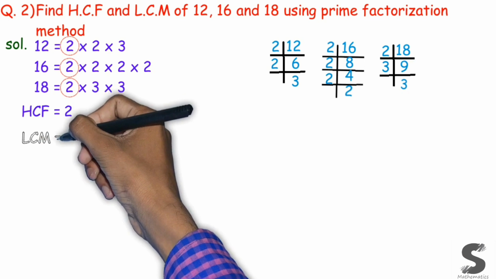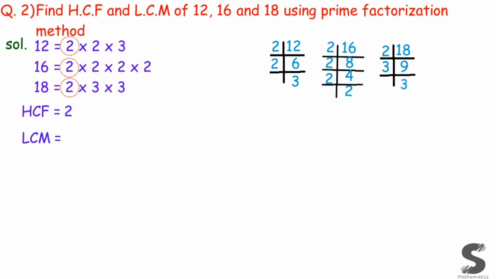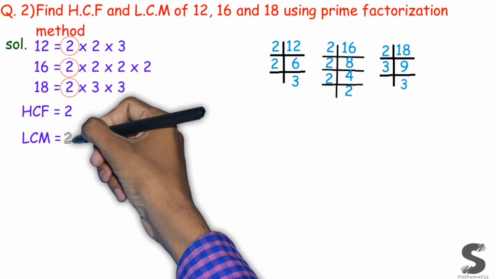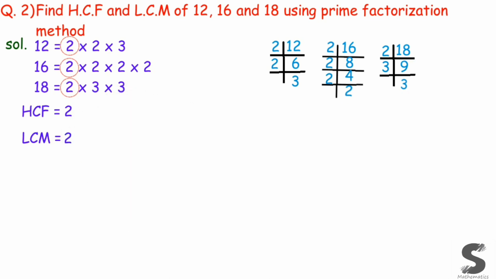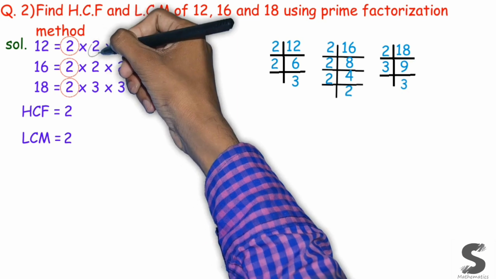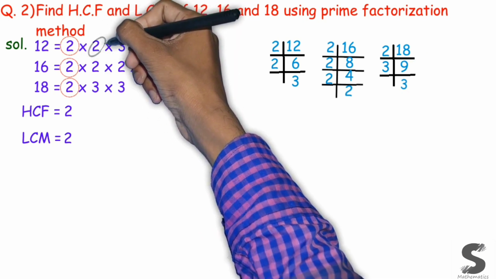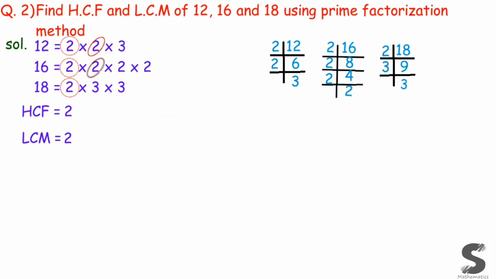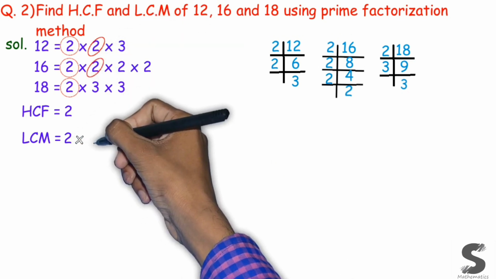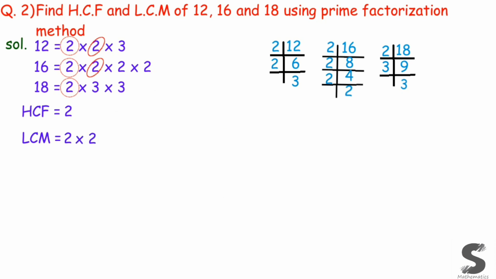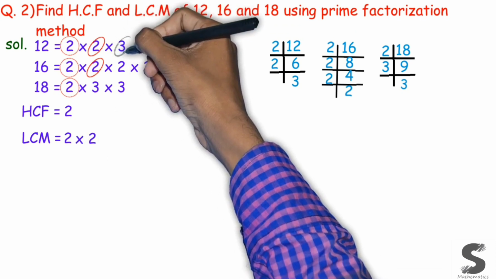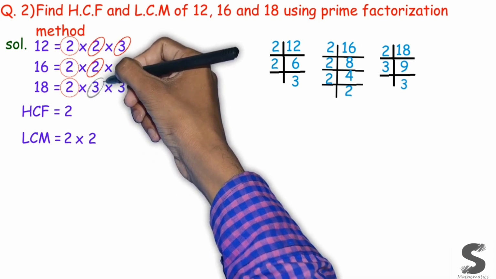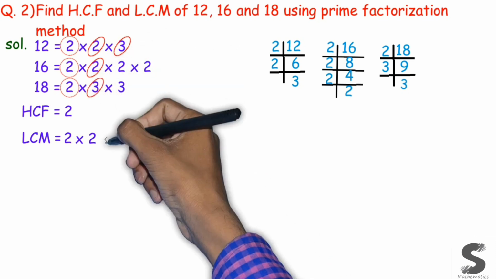For that we have to write what is the common prime factor in all the three numbers? Only 2, that is HCF. Now we have to find, is there any prime factor that is common in at least two numbers? Yes, there is 2 in common in prime factors of 12 and 16. Write that 2. And there is 3 in common in the prime factors of 12 and 18. So write that 3 also.